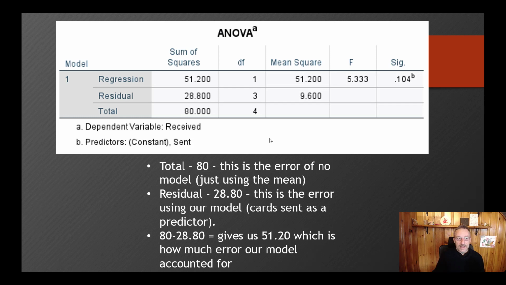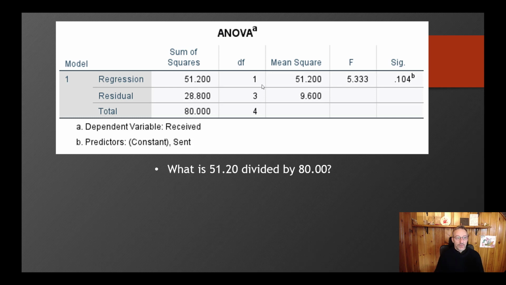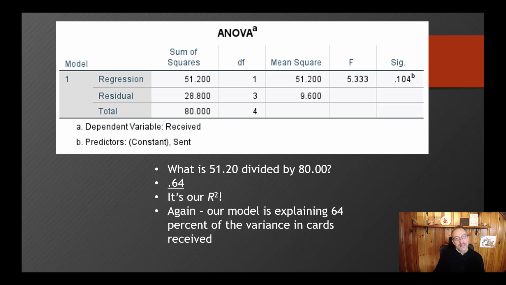But our model, yes, it accounted for 51.2. So now think about it. If you were to look at this table, if we take 51.2 divided by 80, what would we get? 51.2 divided by 80 is going to give you 0.64. It's our R squared, which makes complete sense. That's how much we explained. We explained 51.2 of the error out of a total of 80. And if we just divide that out, we get the 0.64, meaning that 64% of the variance was explained by our predictor or our model, which is pretty good.